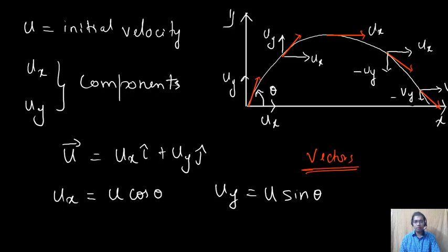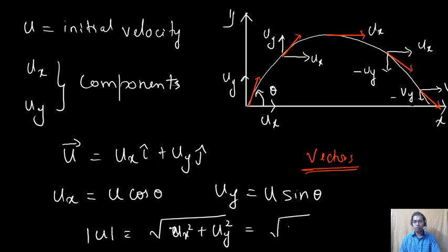So finally, if I have to find the modulus of u, it is nothing but the root of ux square plus uy square, which is going to be the root of u square times sine square theta plus cos square theta, which I'm going to get as u. Because we know the relation sine square theta plus cos square theta is equal to 1.